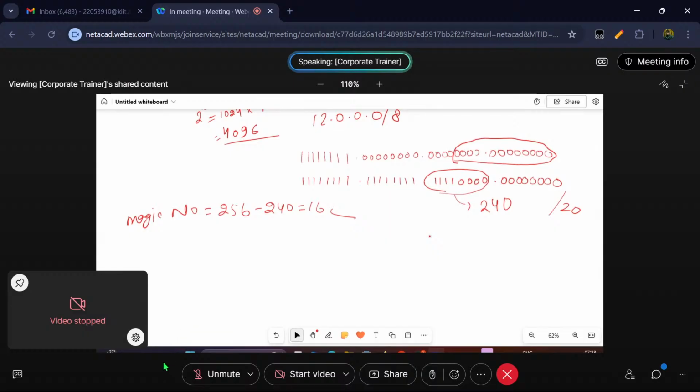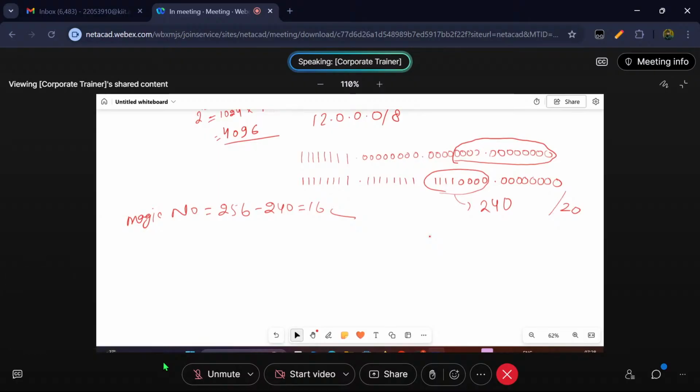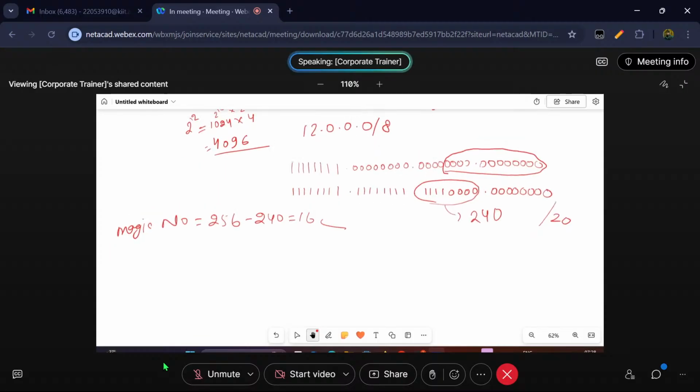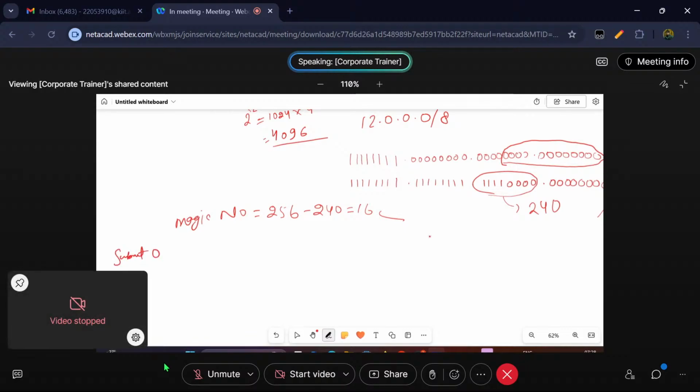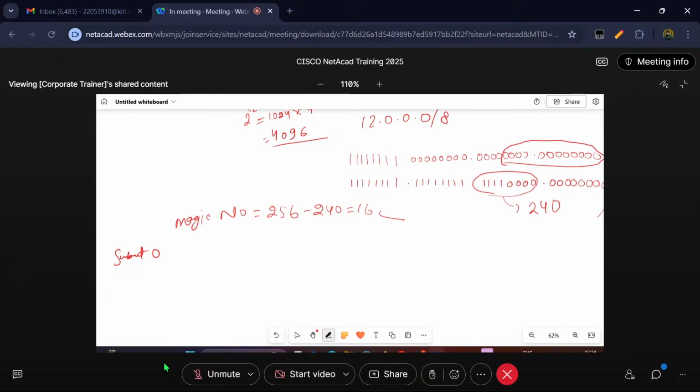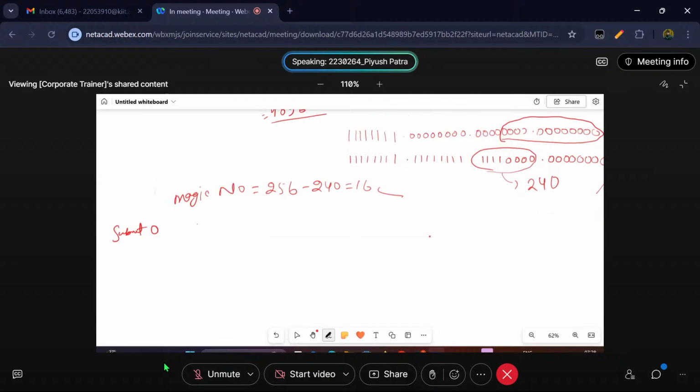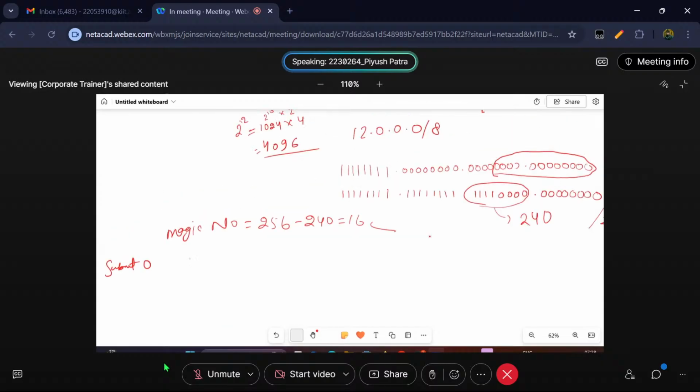And now we have to go ahead with the subnet 0, 1, and so on that we have to calculate, right? So let's see, 16, from where will you start adding? Suppose you are writing the subnet 0 ID. What is the subnet 0 ID? 12.0.0.0/20. Very good. That is your subnet 0 ID.